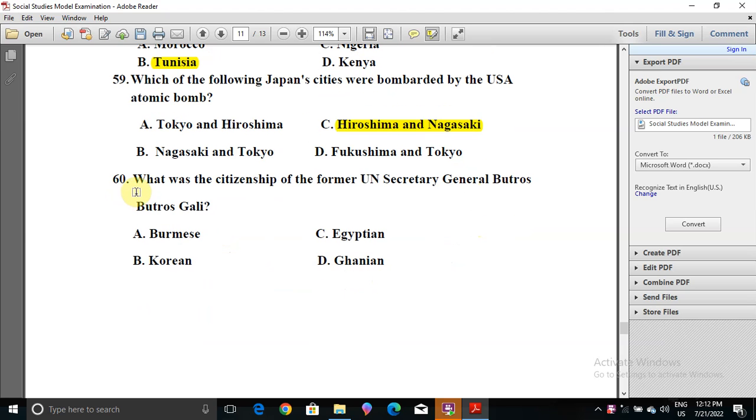Now question number 60. What was the citizenship of the former UN Secretary General Boutros Ghali? It will be Egyptian, right? Because here says what was the citizenship of the former UN Secretary General Boutros Ghali was Egyptian. Now this was the last answer for the last question in this model.